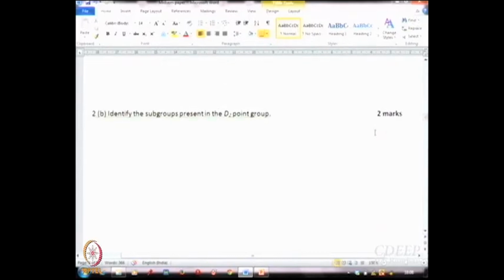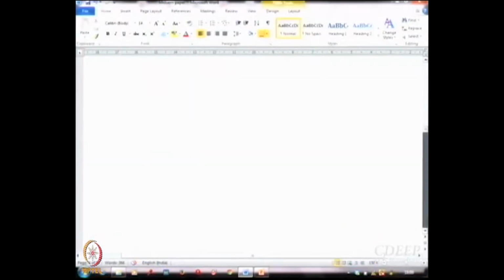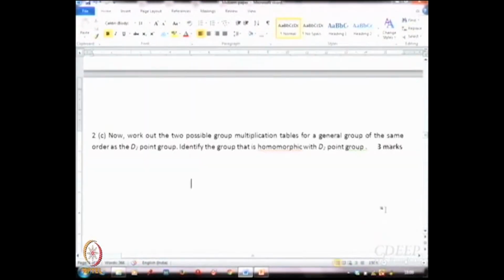Identify the subgroups present. How will you identify subgroups? How many subgroups are there? What are the subgroups? So you have to have distinct groups among the groups. There should be nothing outside that subgroup in the collection that you take. Okay, they have to be interrelated among each other. Now that was the typo that I corrected here, D2.